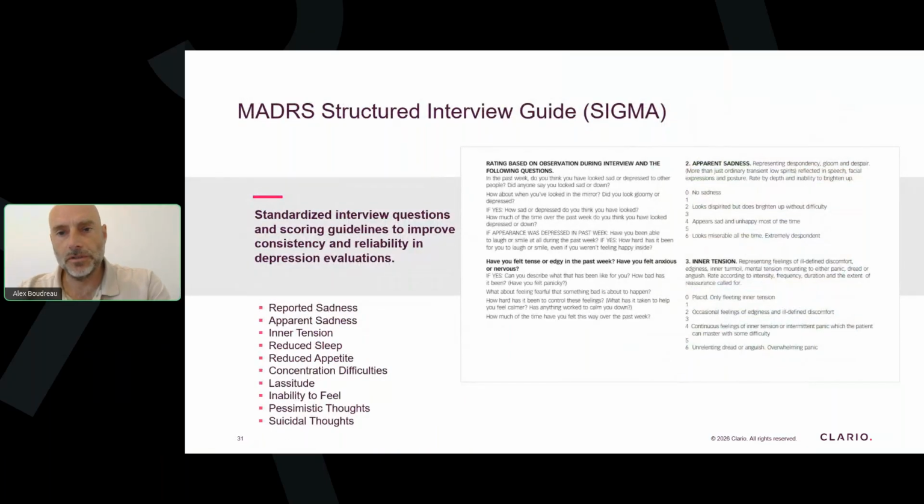Now with MADRS, we have what we call Sigma, which is the structured interview guide for MADRS. And what this provides is a well-defined and standardized assessment with predefined questions, branching logic, follow-up questions, with the objective of the rater to assess the severity of the symptoms across 10 scale items from reported sadness to suicidal thoughts. If we look at one example for scale item number 2 on apparent sadness, right? Here the rater, as they have a conversation with a participant, would rate the symptom from 0, having no sadness, up to 6, looking miserable all the time.